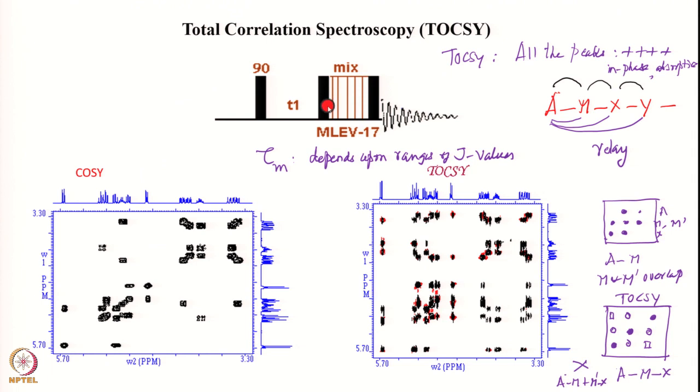These are quite complex and this involves a series of pulses, several pulses, and all the other characters with regard to the data collection, the resolution, etc., will be the same as in the case of other 2D spectra.